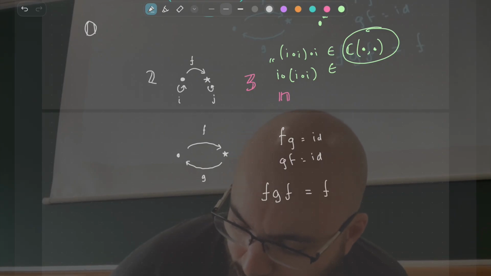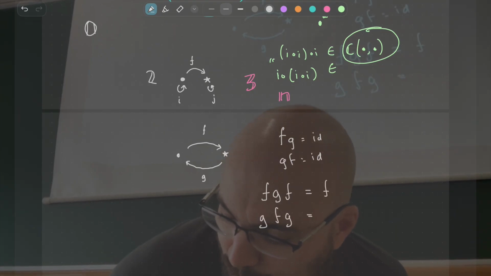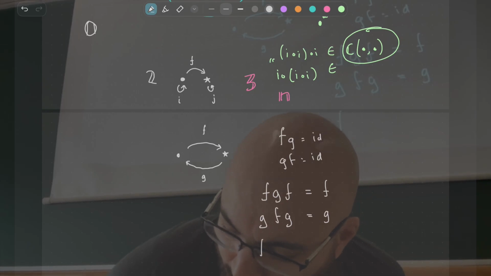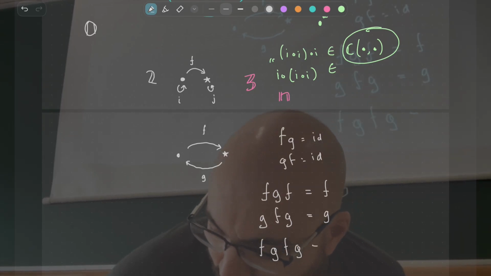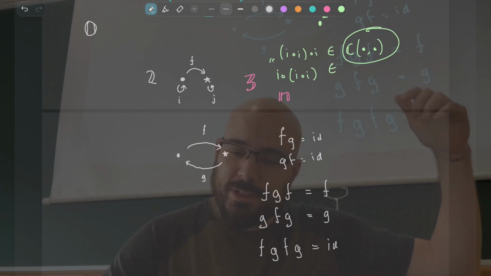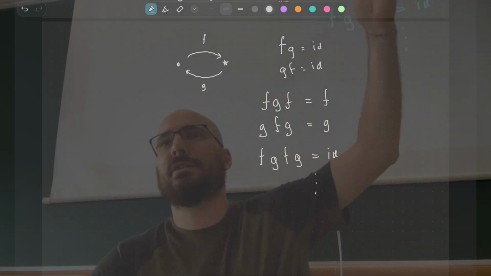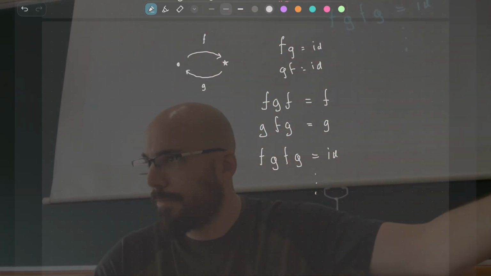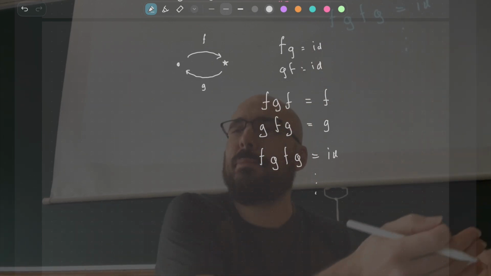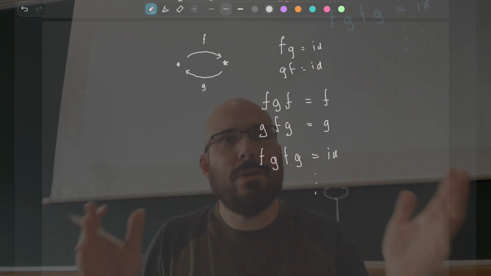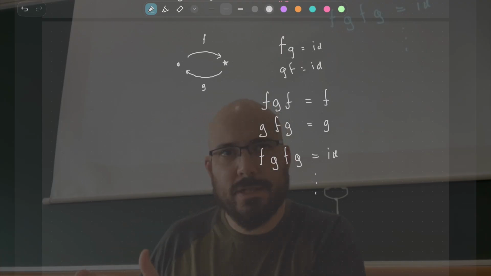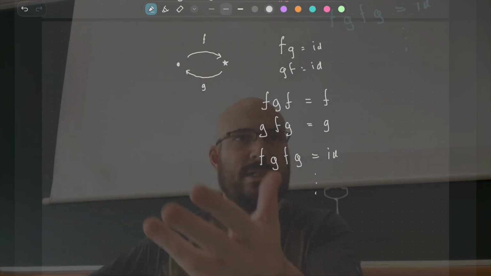And you are also saying that g of f of g is equal to g. And you are also saying that f of g of f of g is the identity. And you are giving here an infinite number of equations. So it's not economical at all. It's economical in the sense of how many elements there are there, but this is not at all what the word free refers to when you say freely generated by something.